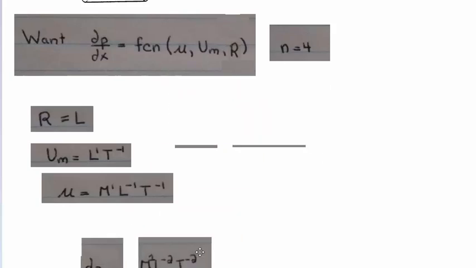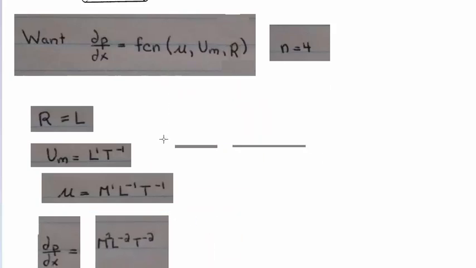So the next thing you do when you're using the Buckingham pi theorem is you look over here on the left and you say, how many different dimensions do I have? Well, we have M, we have L, and we have T. So from that, we could conclude that our J variable, which I'll get into in a little bit, is going to be less than or equal to 3.